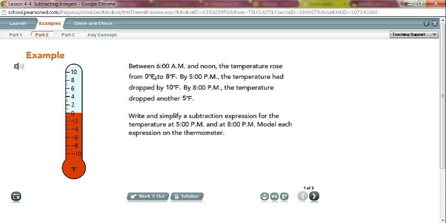Okay, so ladies and gentlemen, at 6 a.m. to noon, the temperature rose from 0 to 8 degrees. So at noon, we're at 8 degrees. By 5 o'clock, the temperature has dropped 10 degrees. So we're going to go down 10. So we know that at 8, 9, 10, that's going to put me at negative 2 degrees at 5 p.m. Then by 8 p.m., it has dropped another 5. So I need to go down 5. So 2, 4, 5 right there. That's going to put us at negative 7 degrees. Let's go ahead and check the solution to help with that.